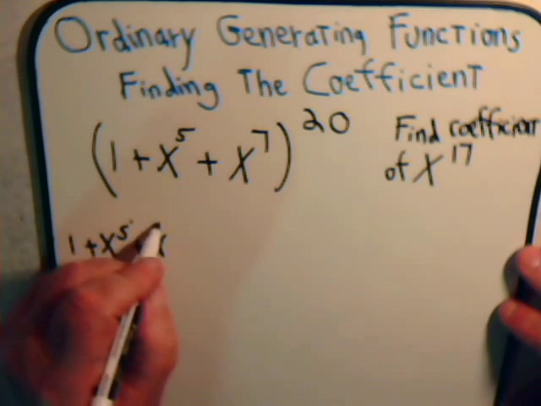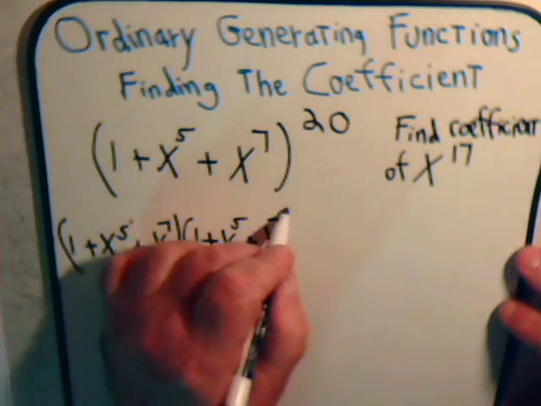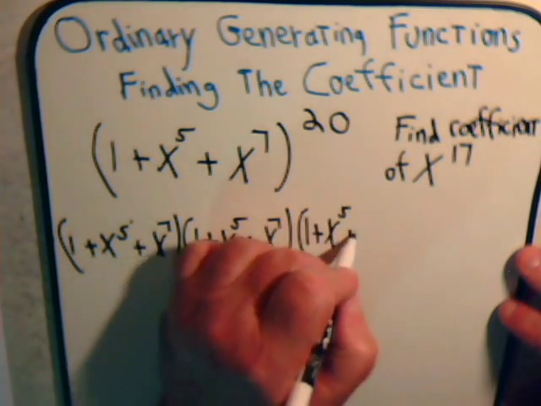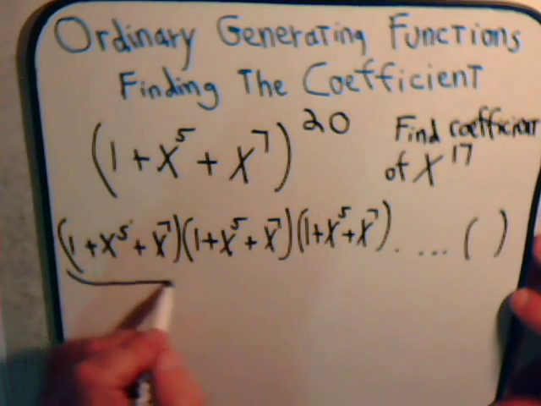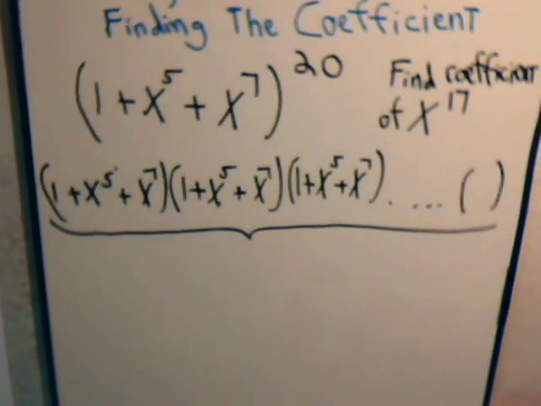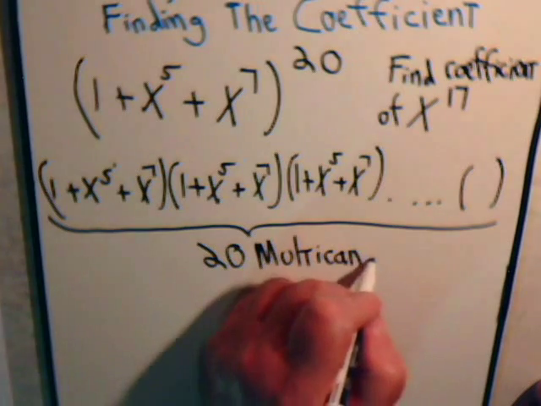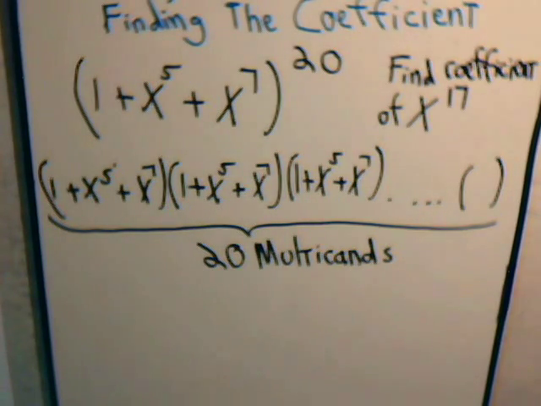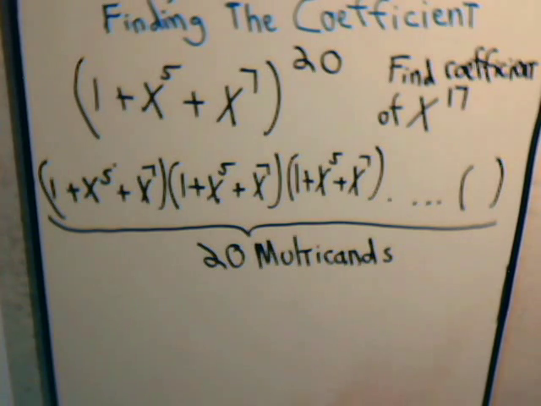Now, we look at this, and of course what we have is (1 + x^5 + x^7) times (1 + x^5 + x^7) times (1 + x^5 + x^7), and we have a whole series of these, being multiplied together 20 times. So here we have 20 multiplicands. And remember that when we're doing our multiplication, we're essentially selecting out of each one of these multiplicands one of these terms to work with. We might select an x to the 7th from this one, and a 1 from this one, and an x to the 5th from this one, and so forth. But for each multiplicand, we can only select one term at a time.